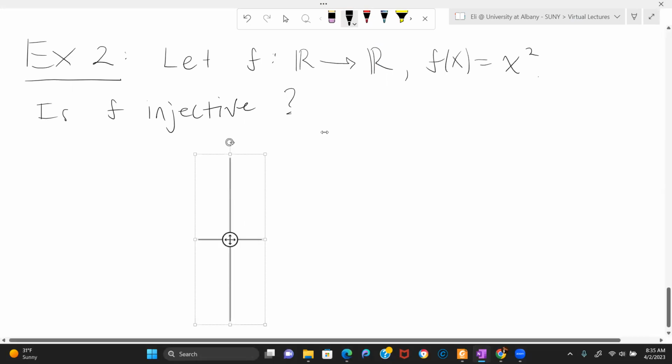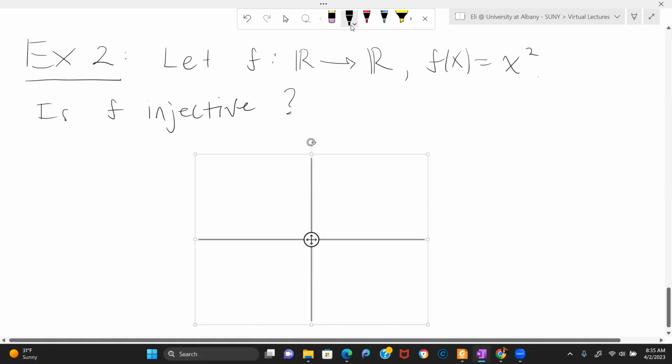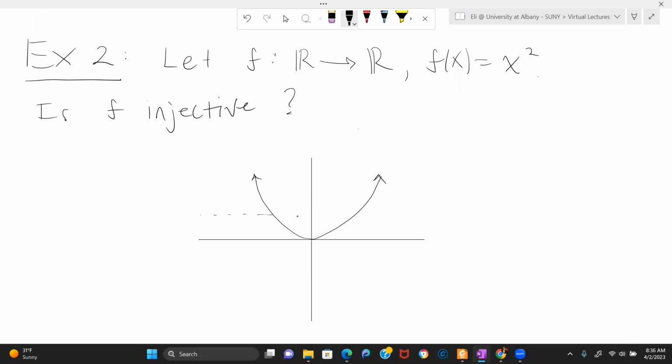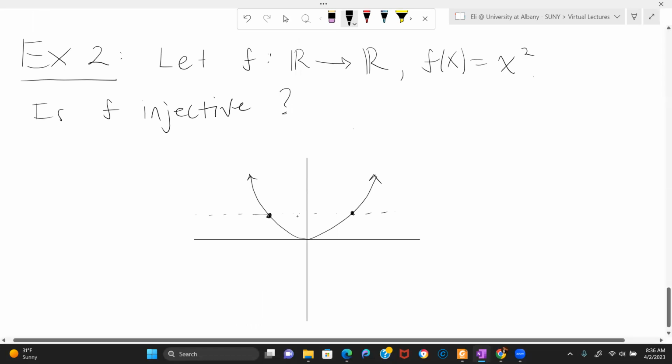So you plot this function right here. The squaring function looks something like this. And you can see there are a lot of horizontal lines that intersect at more than one spot. In this case, it's actually always two spots. Any horizontal line hits at most two spots, let's say, because this horizontal line doesn't intersect at all. But that's not the point of the horizontal line test.